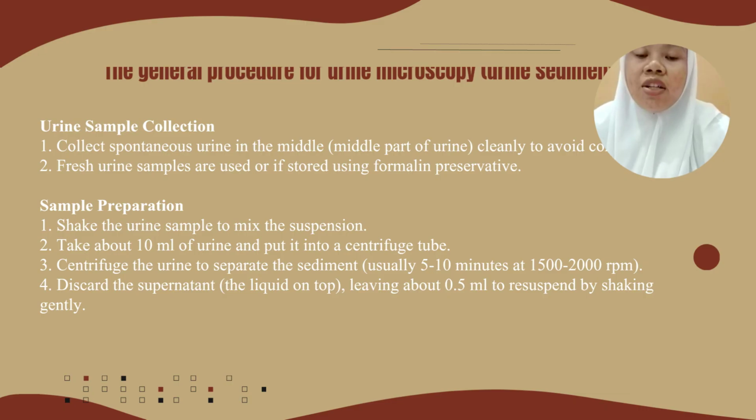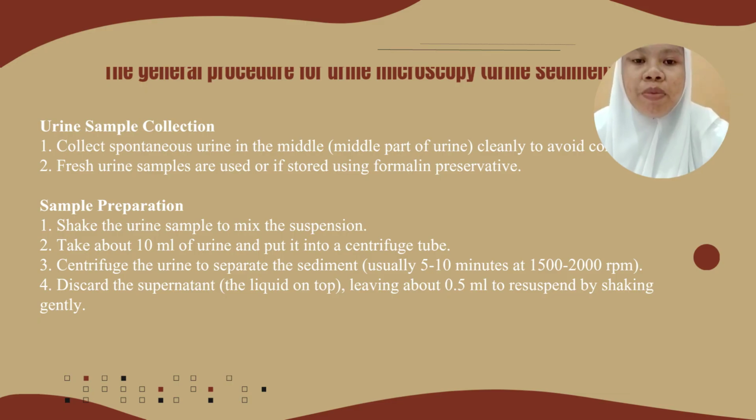Okay, on slide 3, there are 4 urine microscopy examination procedures. First, urine sample collection. 1. Collect spontaneous urine in the middle part of the urine stream cleanly to avoid contamination. 2. Fresh urine samples are used, or if stored, use formalin preservative.